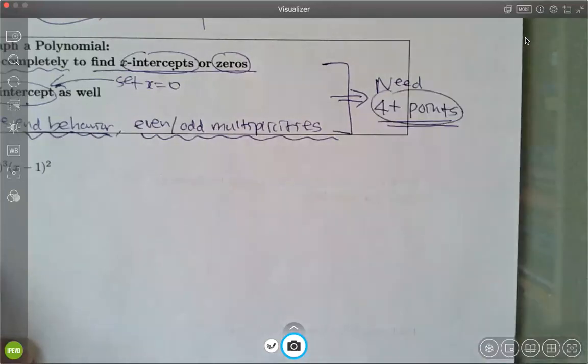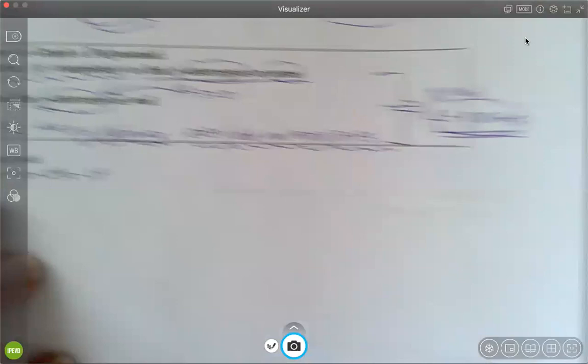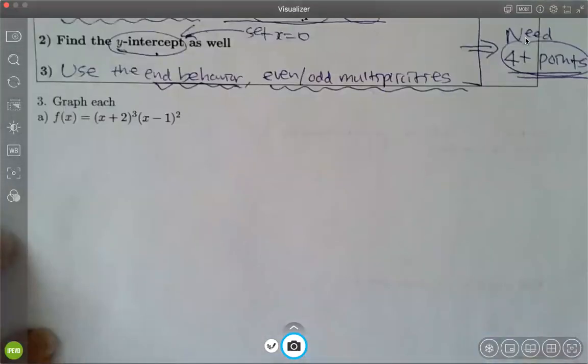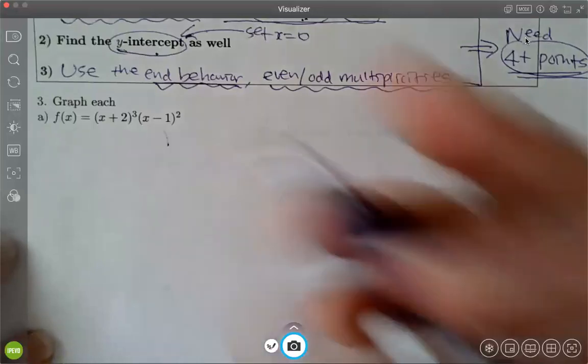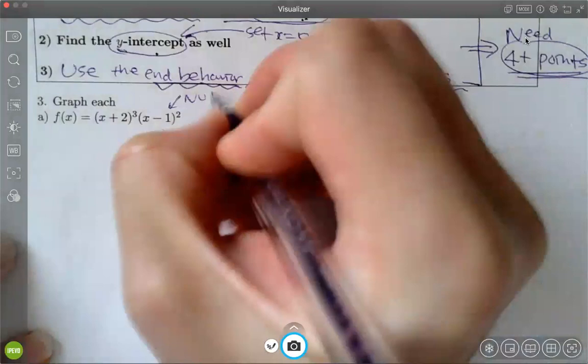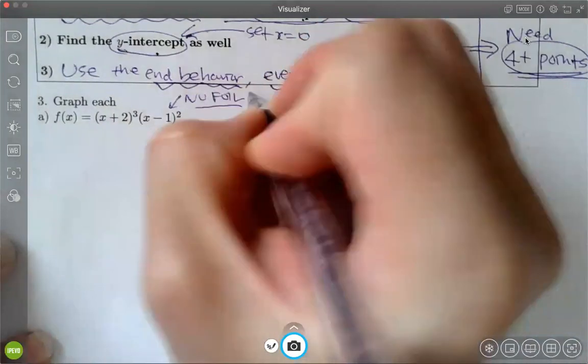So now, here's part A, graph each. x plus 2 to the 3rd power times x minus 1 squared. Now, do you have to follow this? And the answer is, please don't. And guess what you have to do if you FOIL? Come back to this step. So no FOIL here. That's not the point.